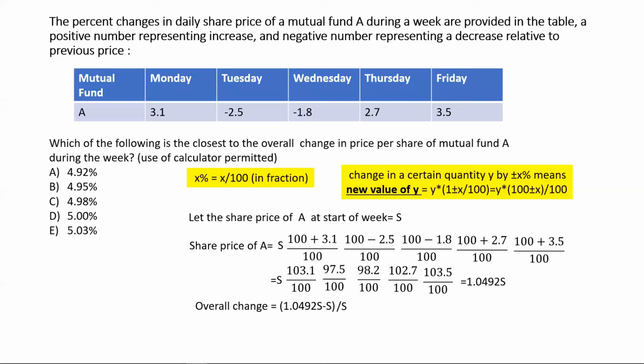But what we have been asked to find is not the relative change, but the percent change. So for the percent change, we just multiply this by 100. And now if you do the math, this basically comes as 4.92%. So the correct option for this particular question will be option A, 4.92%.